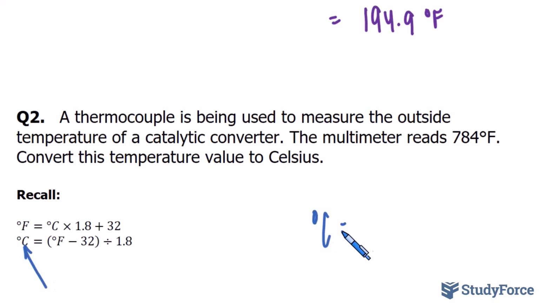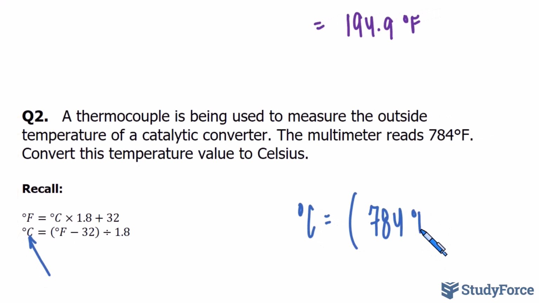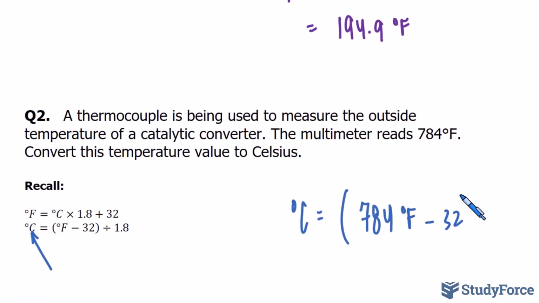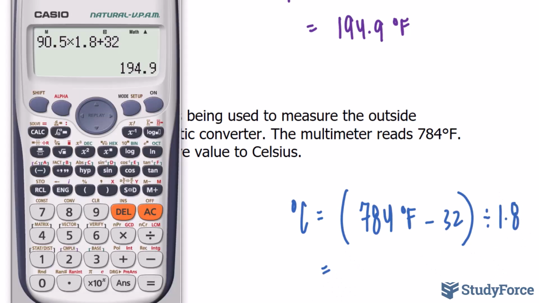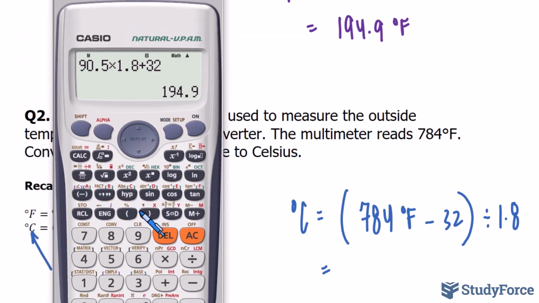We have degrees Celsius is equal to our temperature reading in Fahrenheit, which was 784, and be cautious of those parentheses, you do want to include them. So open up the parentheses, 784, take away 32, close the parentheses and divide by 1.8. And again, if you have a scientific calculator, this shouldn't be a problem. So open parenthesis, 784, take away 32, close parenthesis, divide by 1.8.